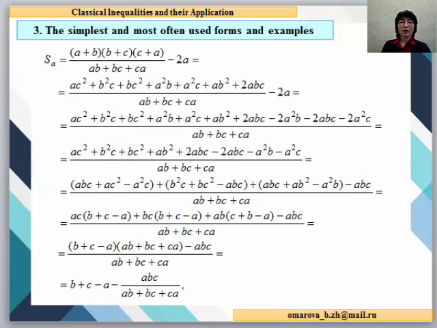Let's simplify these expressions. We firstly consider S sub A. We write S sub A firstly. Secondly, we remove the parentheses in the numerator of the first summand and reduce the fractions to the same denominator. Next, we combine like terms and group similar terms and take out common factor. Next, we obtain the following expression and divide the numerator by the denominator. Finally, we obtain the following equality.